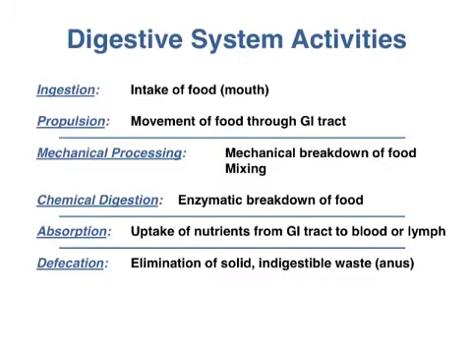Once food has been broken down through both mechanical and chemical means into nutrients, you have absorption taking place. Absorption is the uptake of nutrients. So those nutrients in your digestive tract are a good start, but they really don't do your body any good until they get into circulation. So they have to get across the cells of the digestive tract into either the blood or the lymph, and then eventually back into the blood.